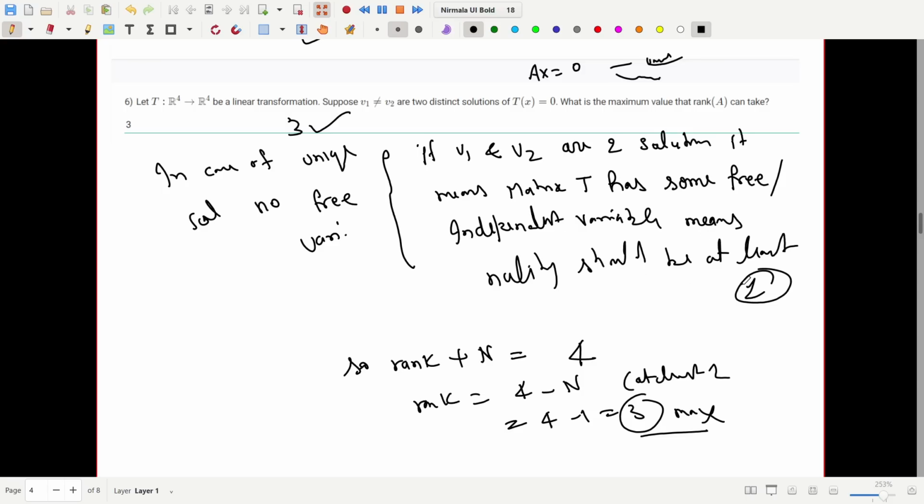And what is the rank-nullity theorem? Rank of T plus nullity of T is equal to the size of U, for a transformation from U to V. So rank and nullity addition will be equal to the size of U, which is 4, and we found that nullity should be at least 1. So if nullity is at least 1, then the maximum rank it can attain is 4 minus 1, equal to 3. If nullity is 2, then rank will be 2, and if nullity is 3, then rank will be 1. So the maximum rank it can attain is 3, because the nullity should be at least 1.